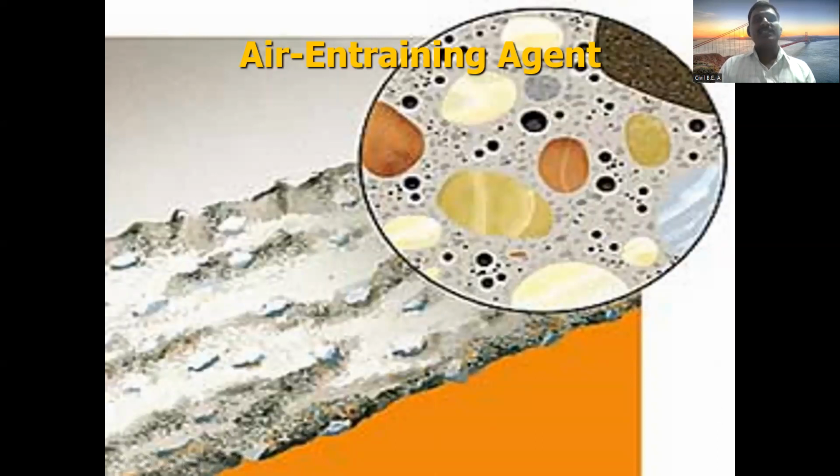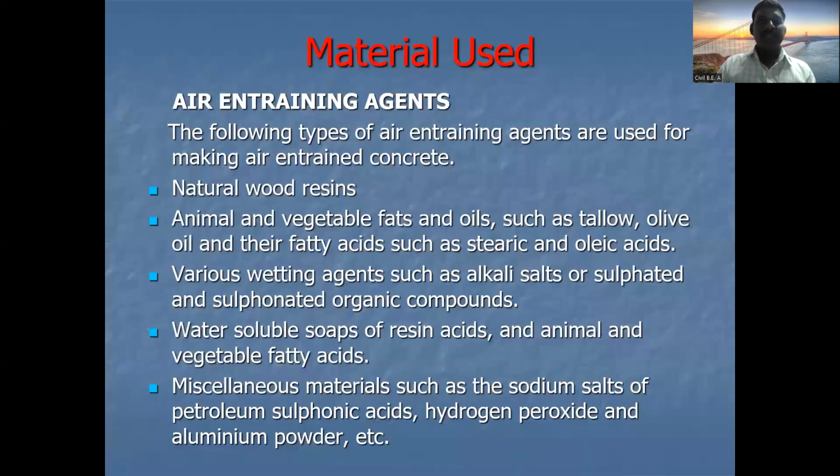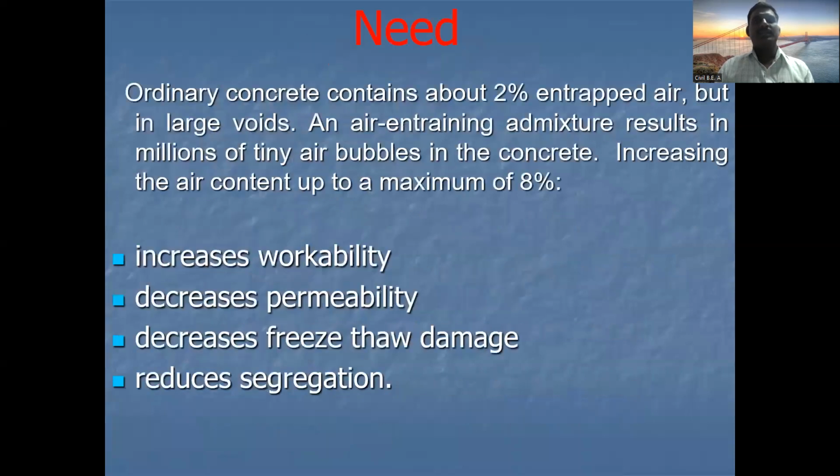So the next admixture is the air entraining admixture. Why are we using air entraining admixtures? We are learning the advanced concrete technology part here. Generally, we know the ingredients of concrete are cement, sand, aggregates, and water. These 4 are the main ingredients.